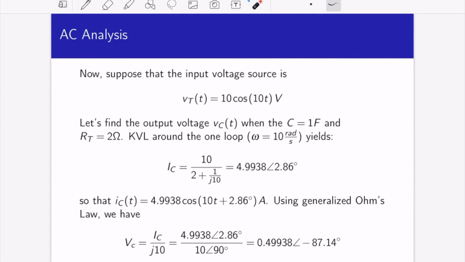Writing that in time domain, we can get 0.49938 cosine of omega t, again 10 radians per second, minus that angle, or plus that angle, which is minus 87.14 degrees, and the unit is volts.